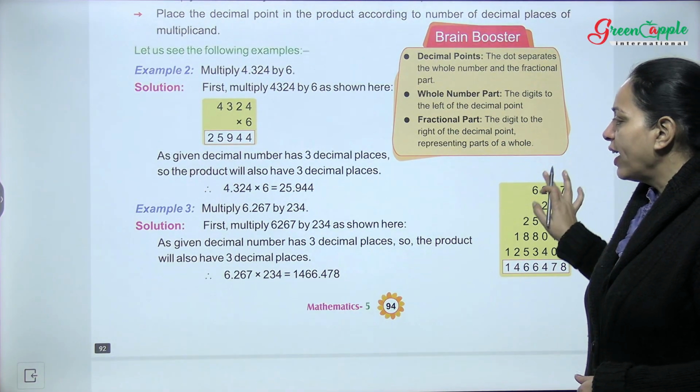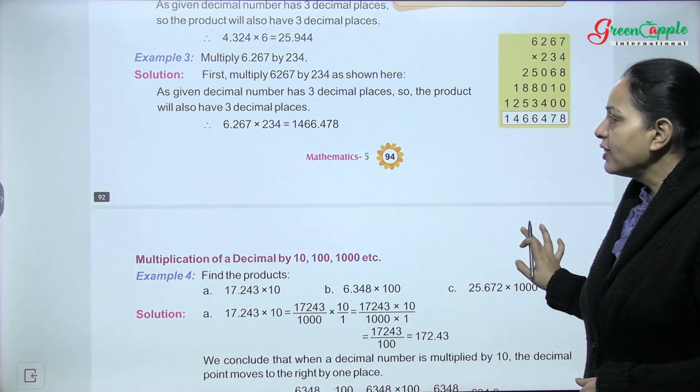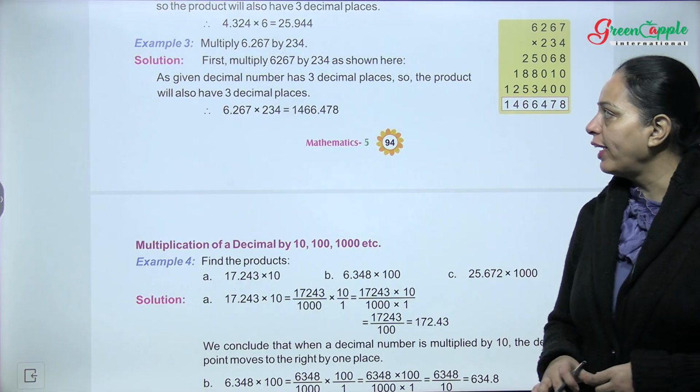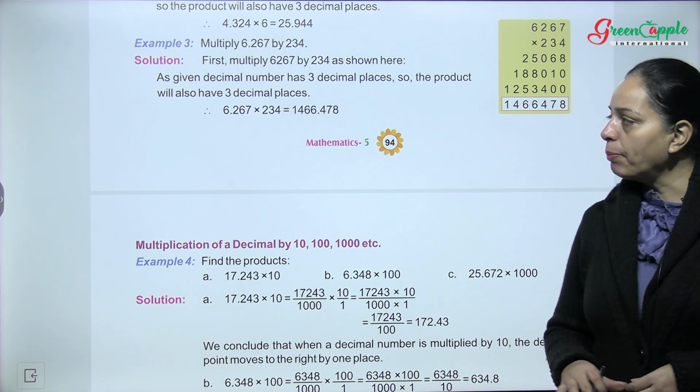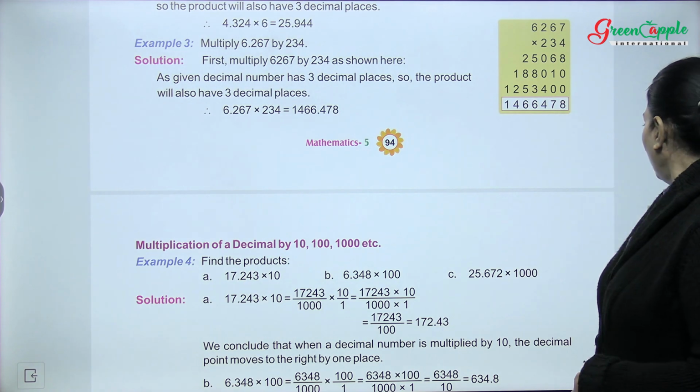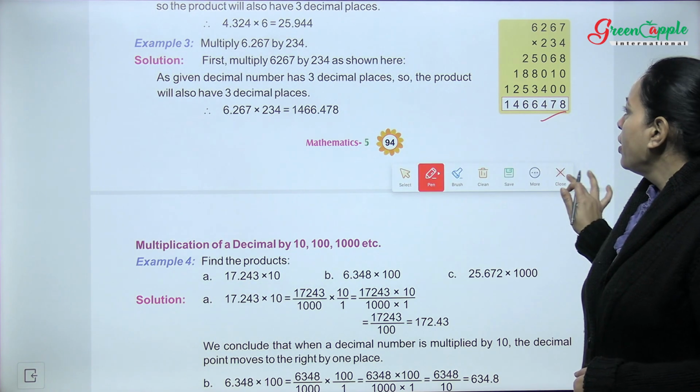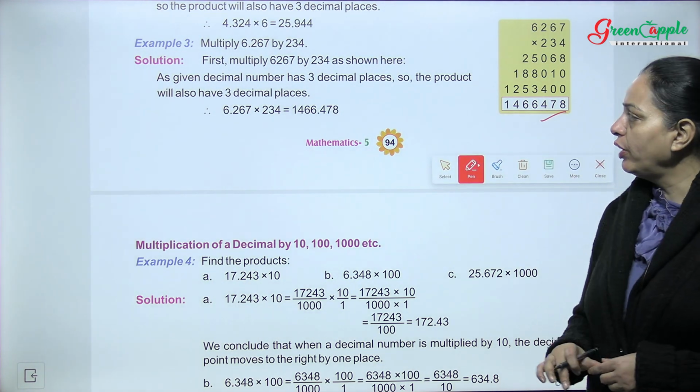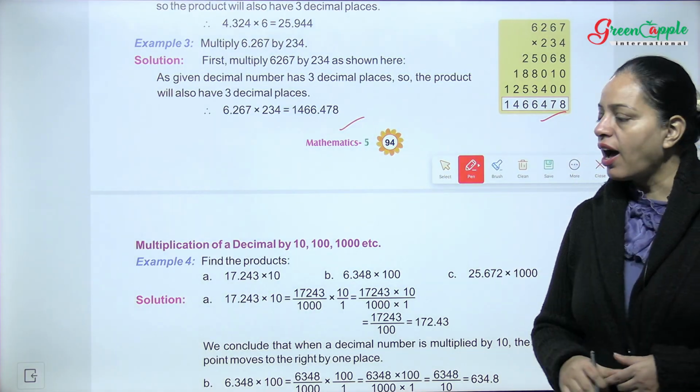Okay. Now see example 3. Multiply 6.267 by 234. Simply multiply कर देंगे numbers को. We are getting this value. Now put the decimal before 3 digits. So this is the answer.